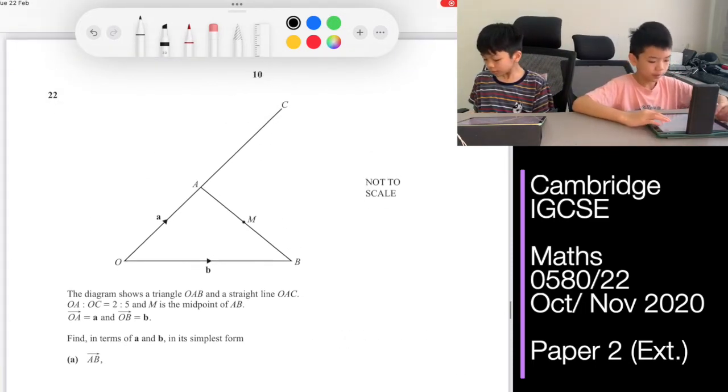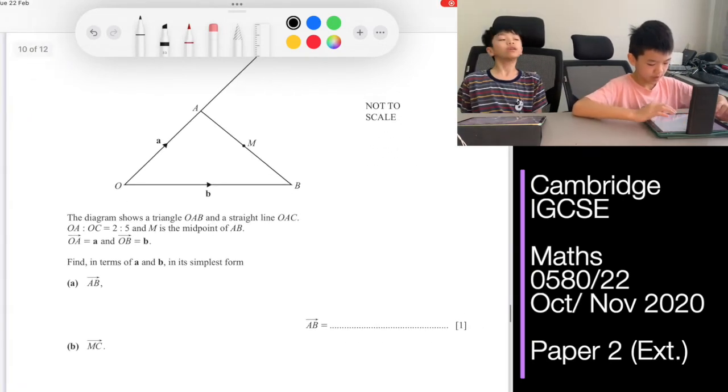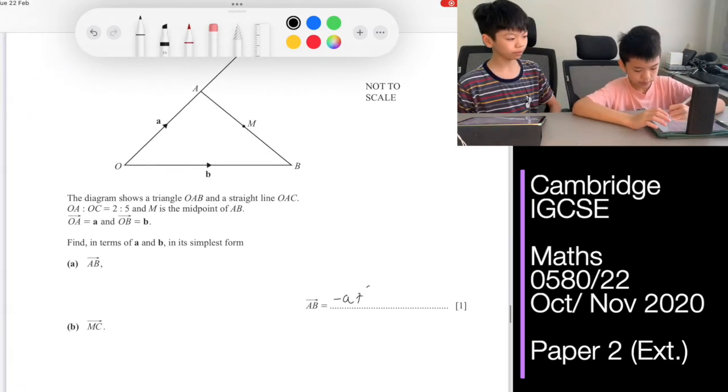Okay, for question 22, the diagram shows question 22a. Find AB. That's pretty obvious. It's negative a plus b.